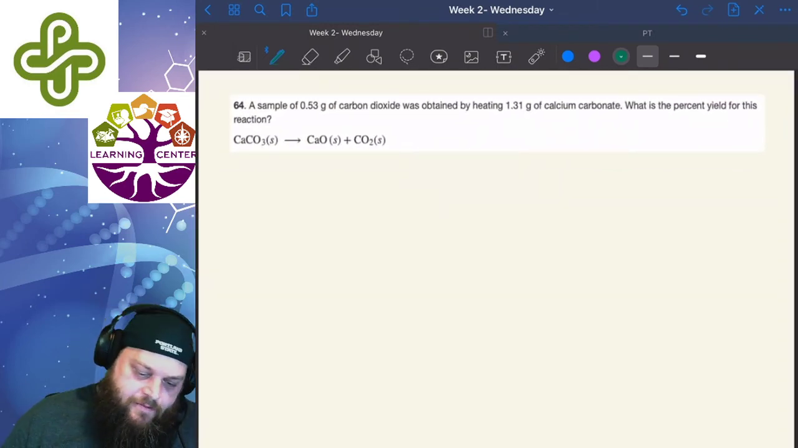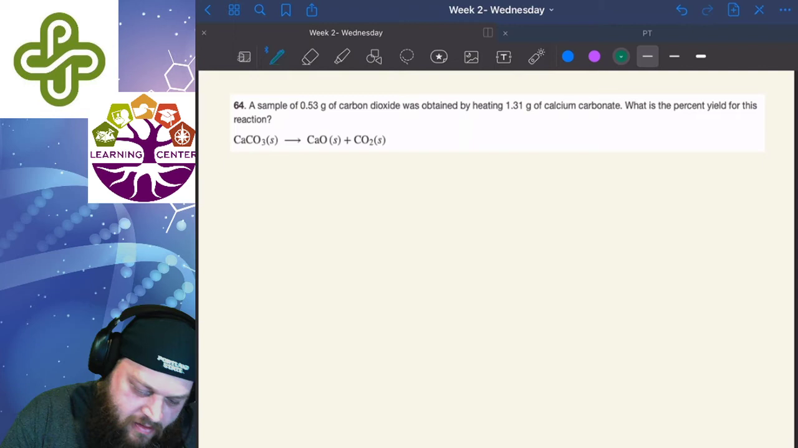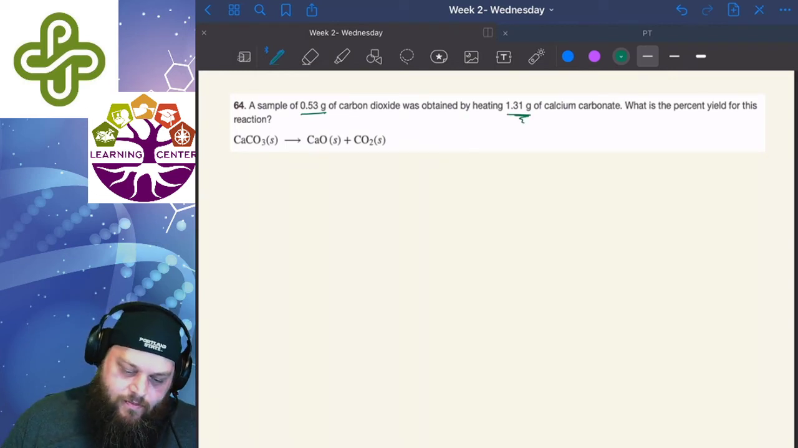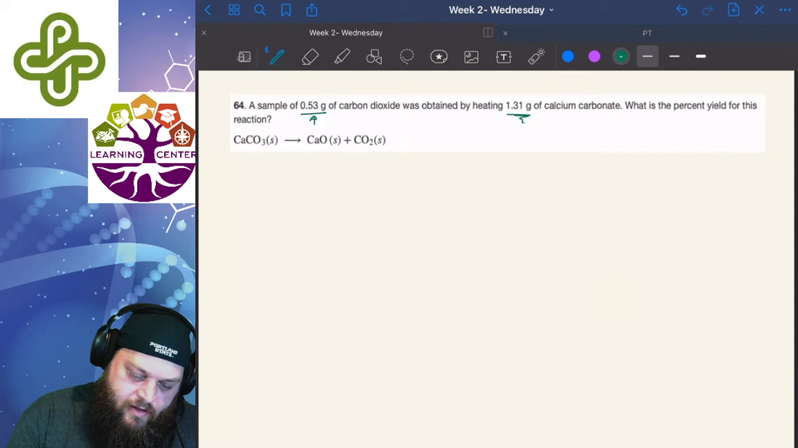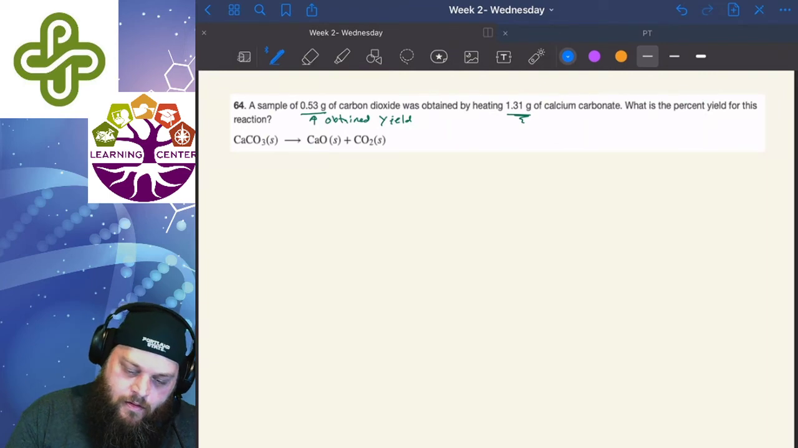This next one: a sample of 53 grams of carbon dioxide is obtained by heating 1.31 grams of calcium carbonate. What is the percent yield for this reaction? So here, they're telling us the sample of carbon dioxide. They're telling us how much calcium carbonate we're starting with. So this is kind of the obtained yield. That's how much we got out of it when we did it. This is how much we start with for calcium carbonate, the starting mass.